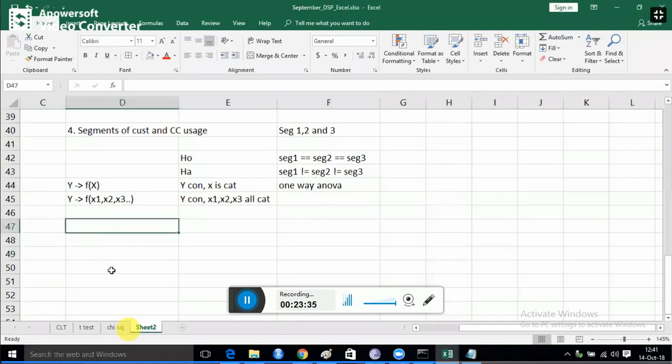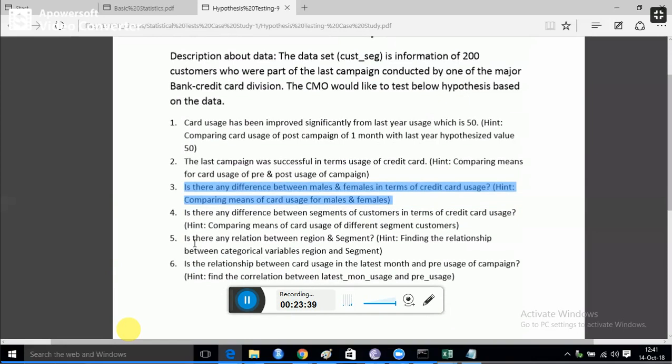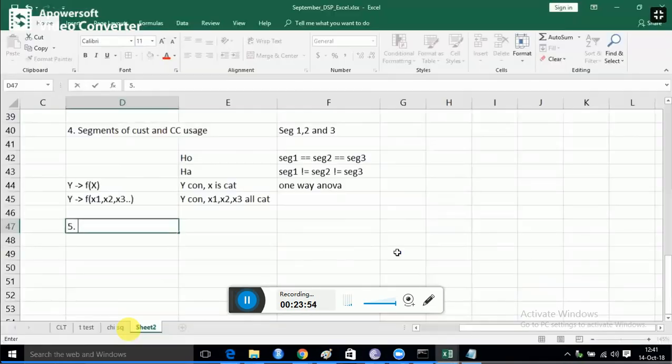Fifth question. Is there any relationship between region and segment? Finding the relationship between categorical variables, region and segment. What test do we do here? Chi-square test. That's it. Region versus segment. That's a chi-square.